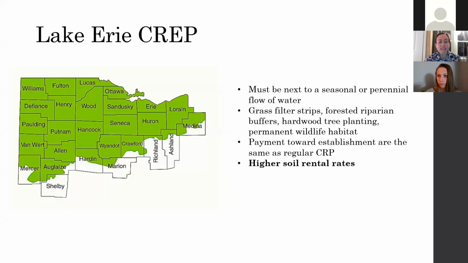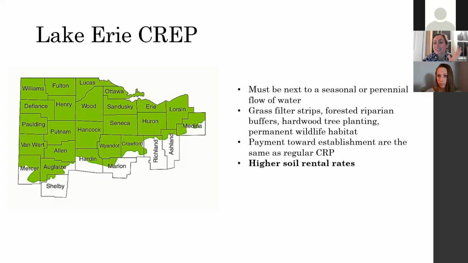Okay, so I mentioned the additional doors that CRP can open. So I just wanted to give you 2 examples of kind of what I'm talking about. So one is Lake Erie CREP, which is like a subset of CRP. So it's only available to people in certain counties and to acres that are established to certain types of land cover. So you see in that second bullet, it says grass filter strips, forested riparian buffer, hardwood tree plantings. So if you're willing to do one of those land cover types, you could potentially take advantage of Lake Erie CREP if you meet all the eligibility requirements.